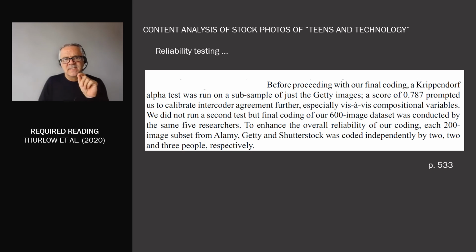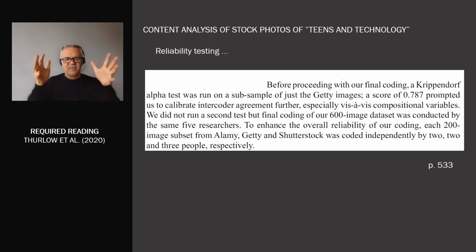Finally, one last thing to highlight from the reading before finishing the presentation is that the issue of reliability and reliability testing had to be taken quite seriously. The journal that this paper was published in is a fairly high-profile journal, and we also had 5 different coders. So we were obliged to demonstrate intercoder reliability by way of some low-level statistical testing. You can see here, before proceeding with our final coding, a Krippendorff alpha test was run on a subsample of just the Getty images.